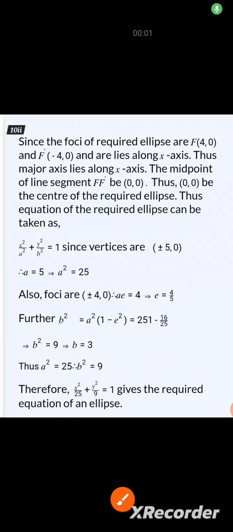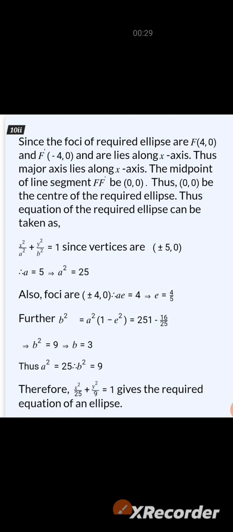Look at sum number 10 part 2. In the previous sums from 1 to 9, we have been given the equations from which we had to find out either the major axis, minor axis, or the length of latus rectum, or to find the foci or the vertices, something like that. Now from sum number 10 onwards, we'll be given some conditions or some data to find the equation of the ellipse.